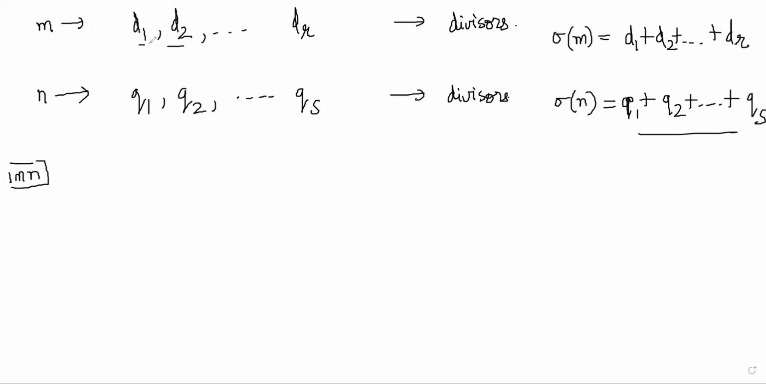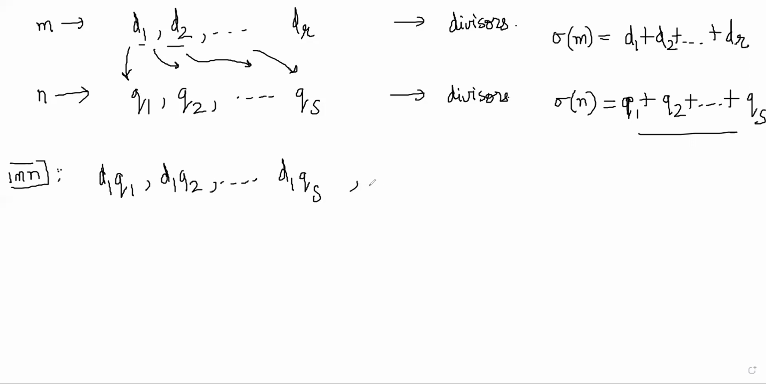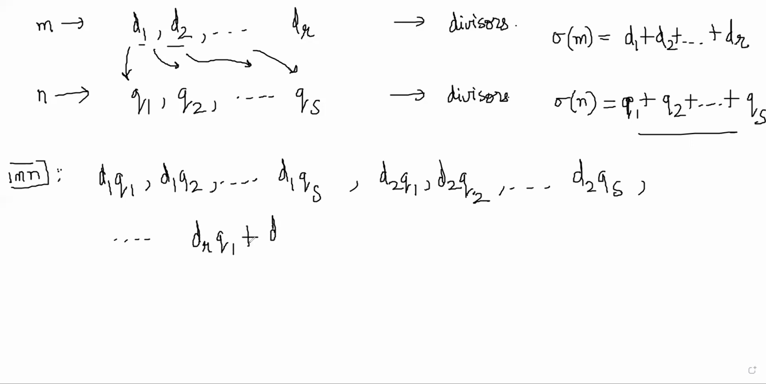Now it is slightly easier because if you think about the number mn, there is nothing common between the divisors of these. So how do you get new divisors of the product of the two numbers? You have to multiply each of them. So the new divisors will be d1 q1, d1 q2 till d1 qs, then d2 q1, d2 q2 till d2 qs, and so on till dr q1, dr q2, until dr qs.